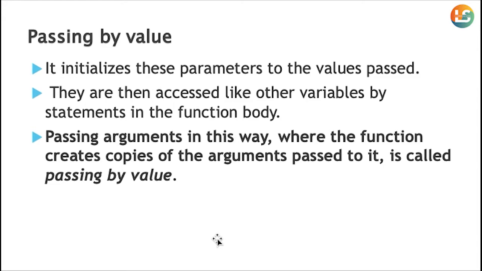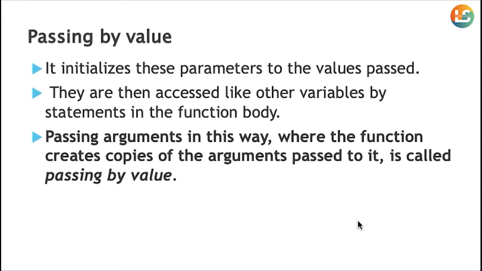Passing by value, it initializes these parameters to the values passed. They are then accessed like other variables by statements in the function body. Passing arguments in the way where the function creates copies of the arguments passed to it is called passing by value. For example, in the main function you have a variable ch in and a variable n in, the character in and the number in. You have some values in them, for example the equal sign and the number 30.